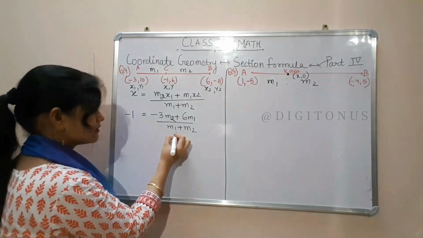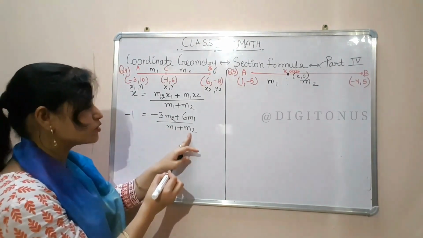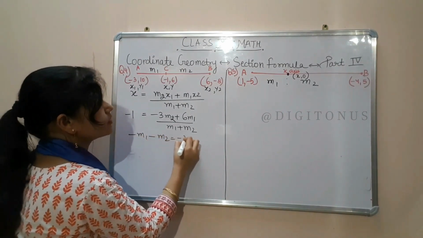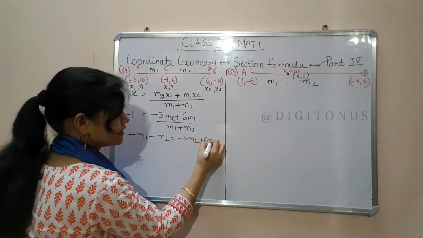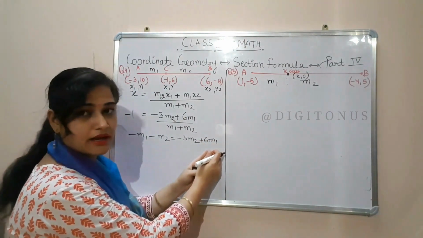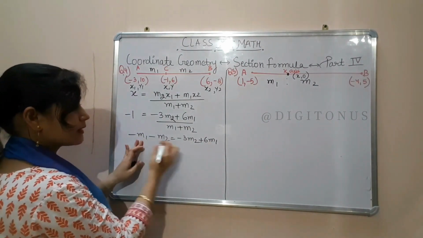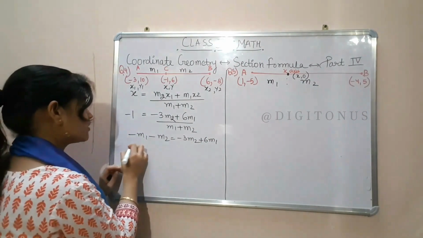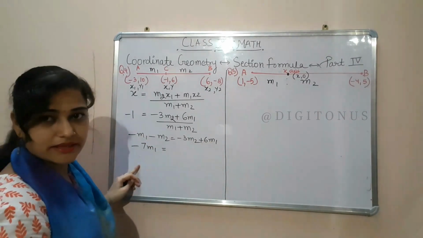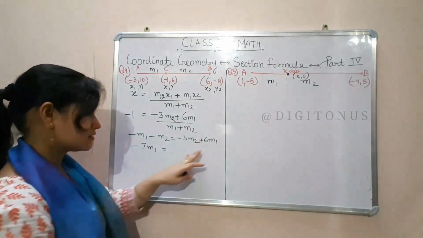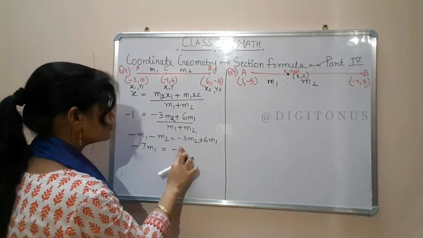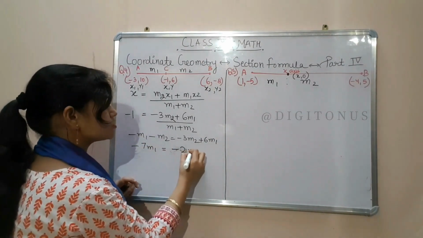Okay, so it is in minus, so these both sign will be changed. Minus m1 minus m2 equal to -3 m2 plus 6 m1. Now m1 term I am taking together and m2 terms I am taking together. Minus m1 minus 6 m1. Okay, so it will be -7 m1. Why? Because when we will shift this 6 m1 here, it will change, so sign will be changed. Okay, same here, -3 m2 and plus m2 will be -2 m2.